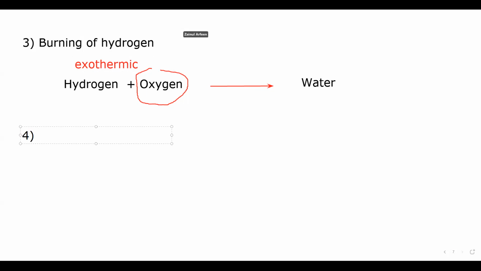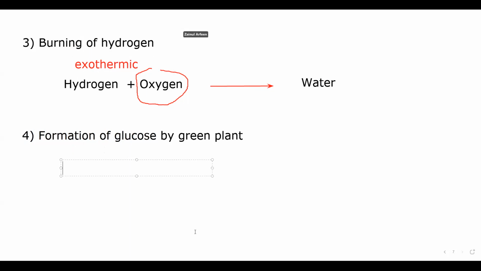Then formation of glucose by green plants. The formation of glucose by green plants, the equation, basically it's photosynthesis. So what we have is carbon dioxide plus water.